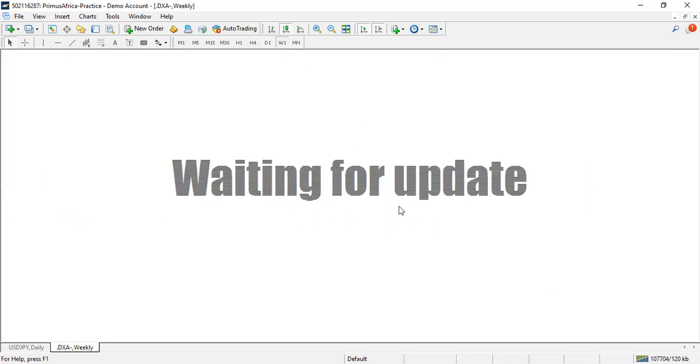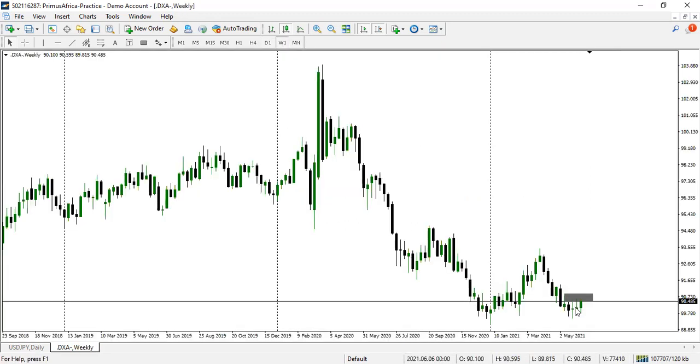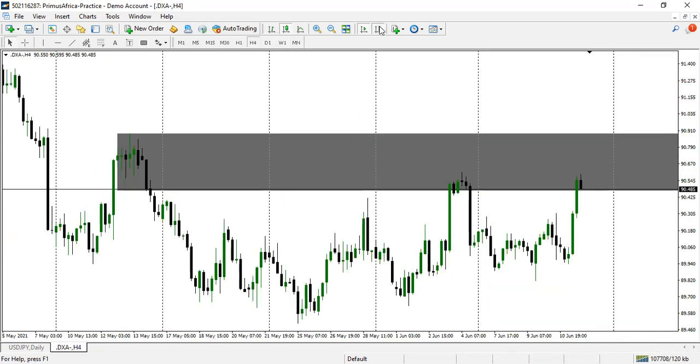So let's see the weekly. On the weekly time frame, it's the same thing. For me, I'm really expecting this low to be taken on the weekly time frame. This is really my desire, that price will come back and take out this yearly low, and that's very pleasing to me. Anyway, let's look at the 4 hour time frame and see what is happening.